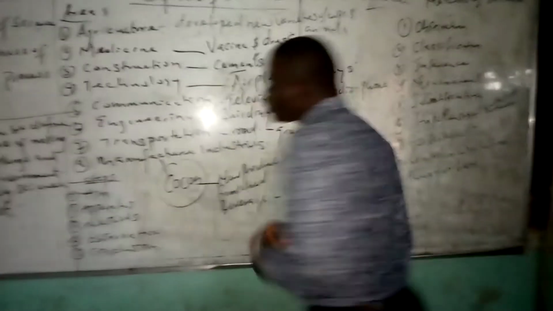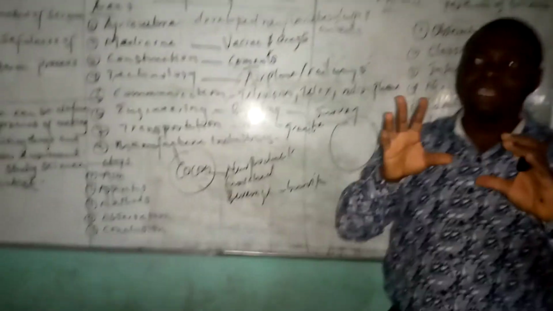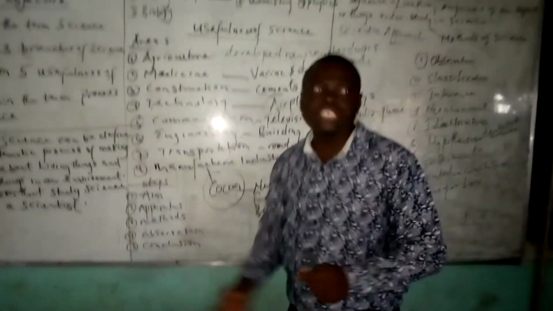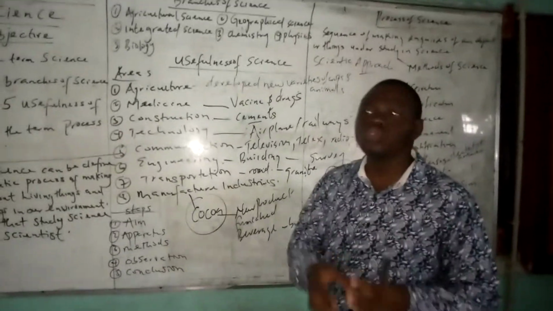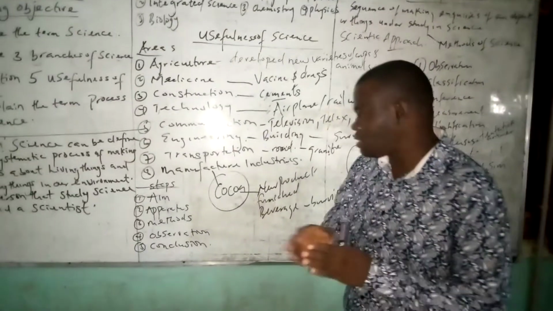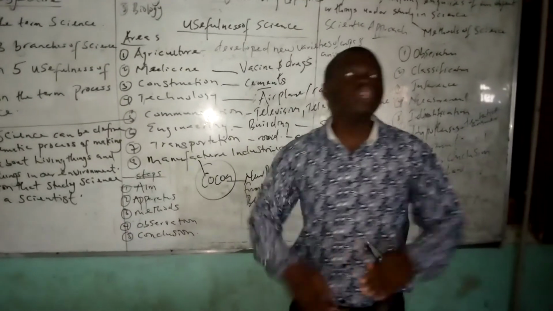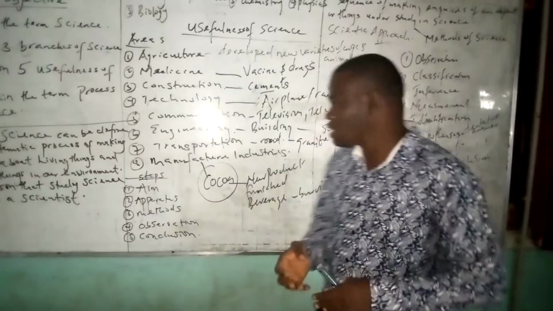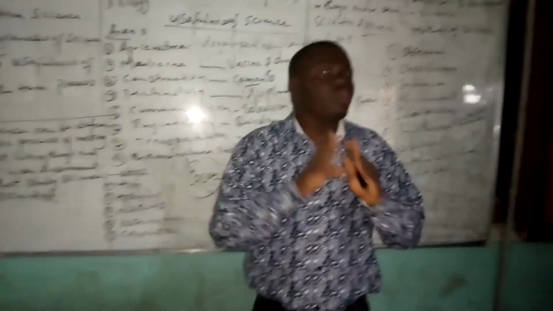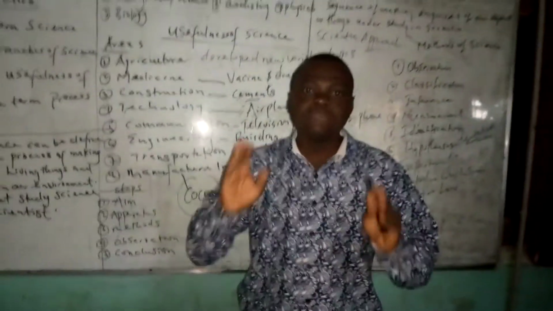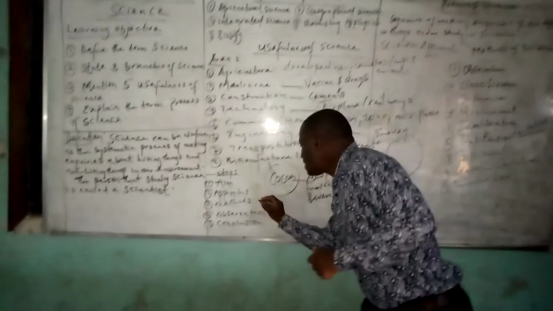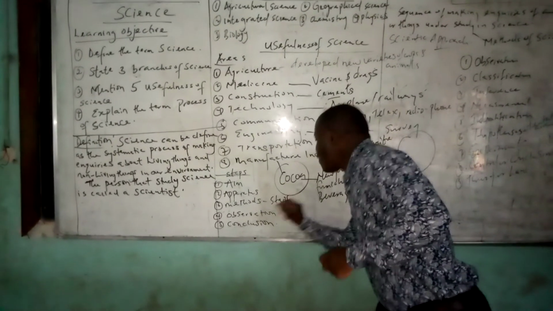Now, the aim is a statement about what you want to carry out. The apparatus is the instruments you want to use to carry out the experiment. The method is the way you want to carry out this experiment. You don't let the method be too much. The method can be just 5 steps.